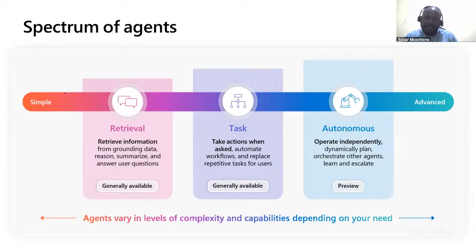So a task agent actually helps to save my time, because when it saves my time, I can do more complex tasks. It can free my time so that I can build more apps and do more rewarding work. So a task agent helps to take action. When you ask it, it can automate some workflows, and it can replace the repetitive tasks that we majorly have.